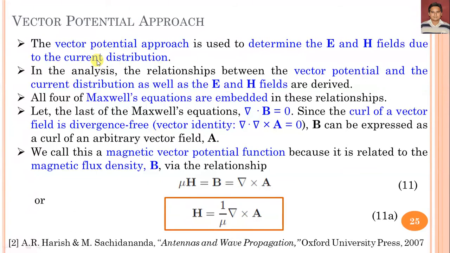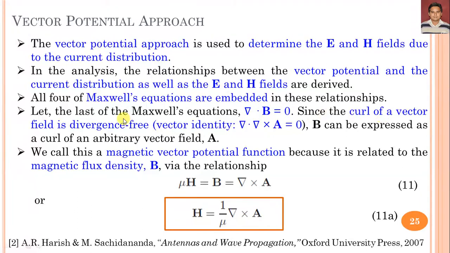In this lecture we are considering the second step procedure. In the analysis, the relationship between the vector potential and the current distribution, as the E and H fields, are derived. We are considering the four Maxwell equations, and these four Maxwell equations are embedded in this relationship. Take the last Maxwell equation, del dot B is equal to 0. It means the divergence of the magnetic field is equal to 0.